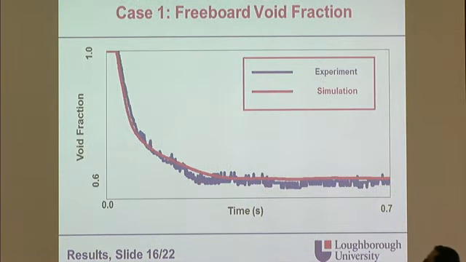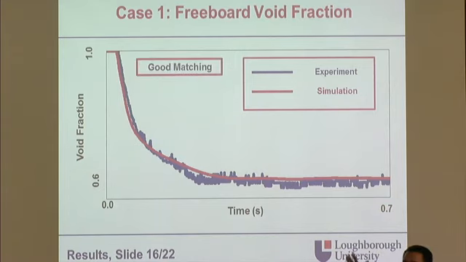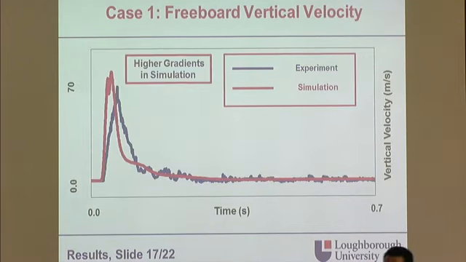Now this is a comparison for the freeboard void fraction for both approaches, and we can see that we have good matching between the two approaches for the void fraction. Regarding the vertical velocity, this is a comparison between the simulations and the experiments. We can see here that we have higher gradients for the simulations in both the increasing trend and decreasing trend compared to the experiments. We're still thinking about this point, probably because of the difference between both approaches.